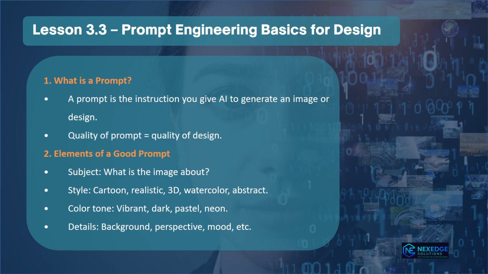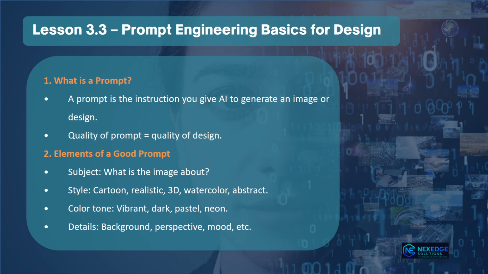Then the color tone. Color tone, is it vibrant, dark, pastel, or neon? Any of the color tone. And the fourth one is details. Details simply means the background, the perspective, the mood, and so on. So if you consider these four elements, you get a good output of your design. So considering the subject, the style, color tone, and details.